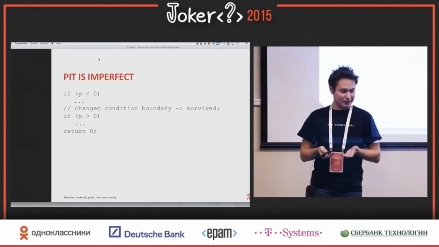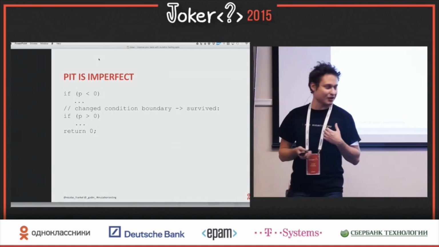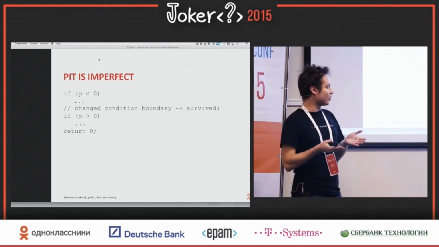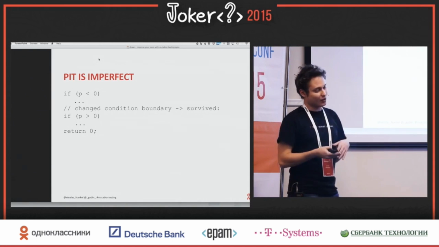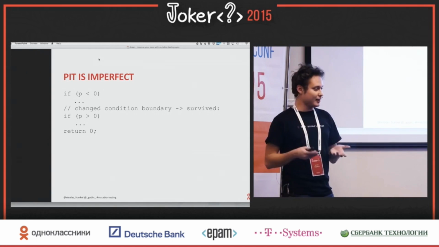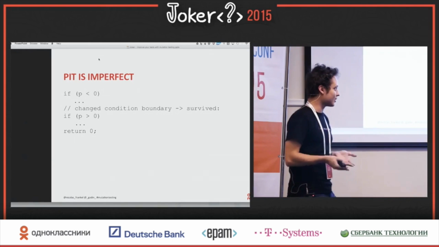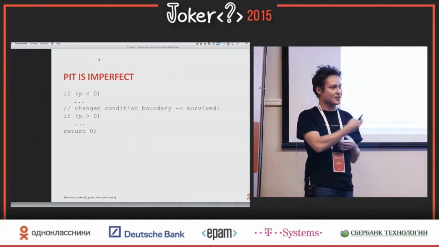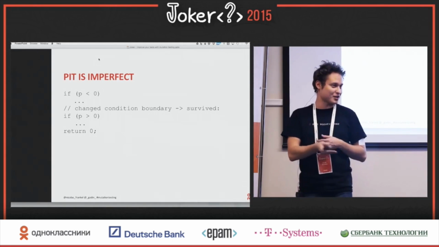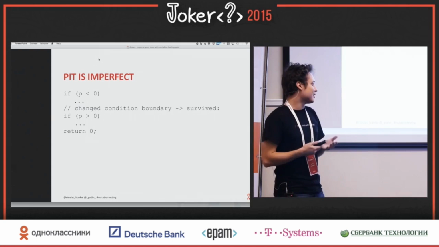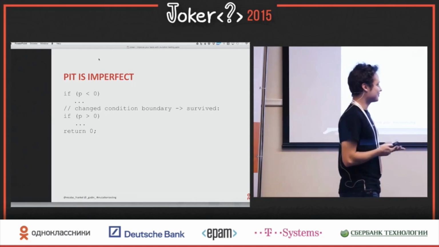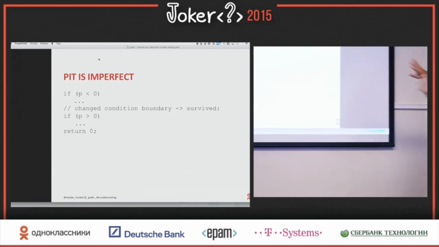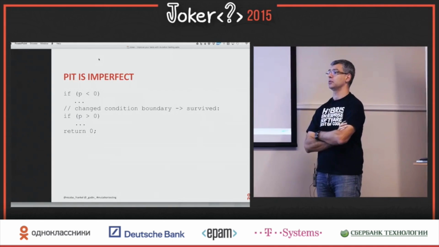What Pit could potentially do is change the conditional boundary in the second case from greater than to less than, and it's going to report that this mutation survived, just because there is exactly the same check, just a few lines above. Not very good, don't you think? Yeah, I must admit that's not very cool. But perhaps you shouldn't use this kind of code.